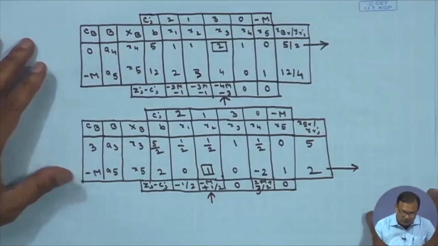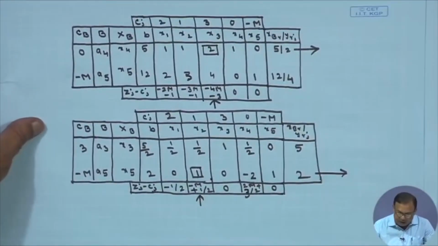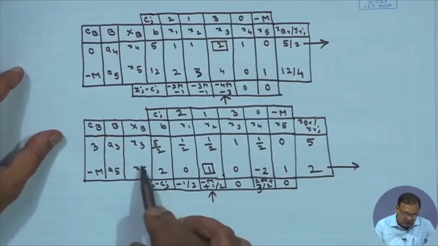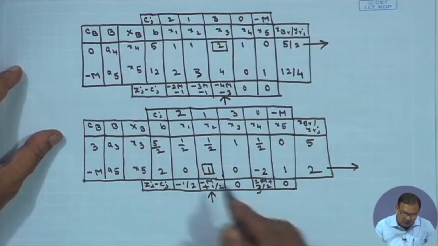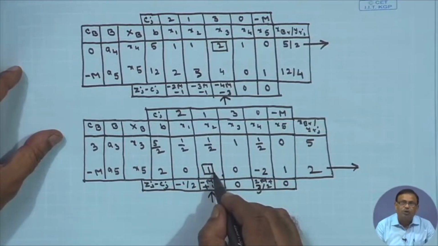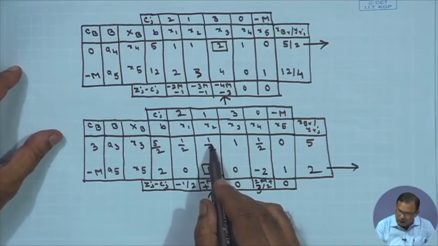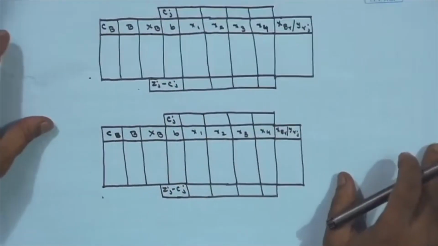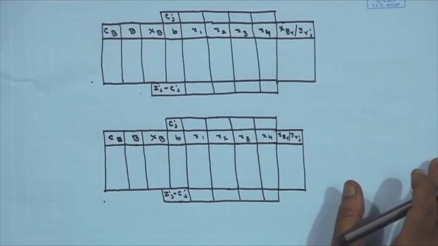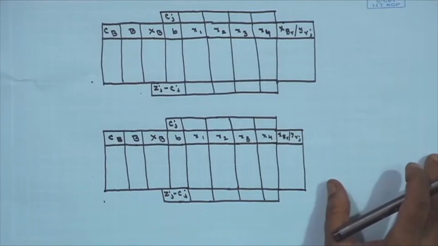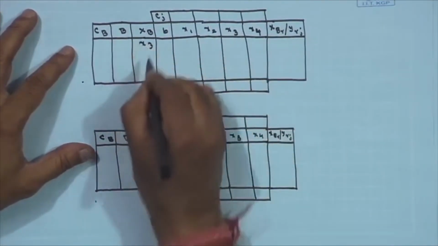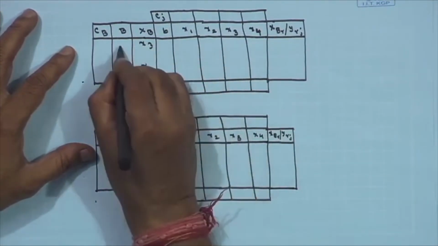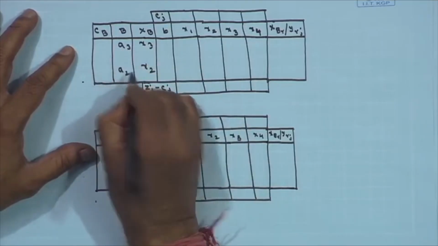So, I have to go to the next iteration. In the next iteration, your x5 will go out and x2 will enter, and I have to make this element 1, which is already 1, and this element I have to make 0. So, I am writing this directly now. Your xB will become x3 and x2, so this is a 3 and a 2.